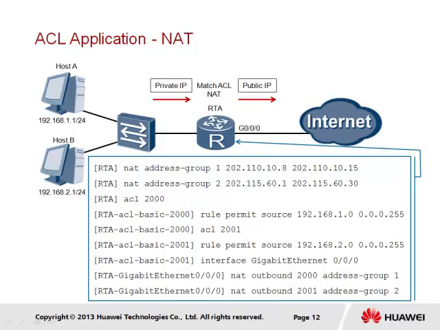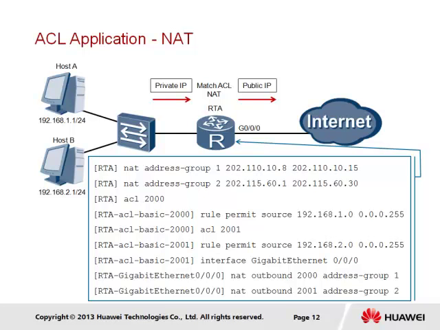This means that for data originating from hosts in the 192.168.1.0/24 network, these packets will be assigned public addresses from address group 1, which supports the public address range from 202.110.10.8 through to 202.110.10.15.